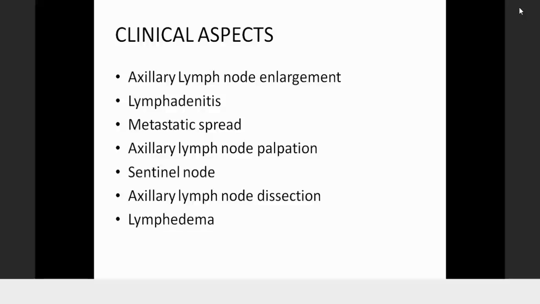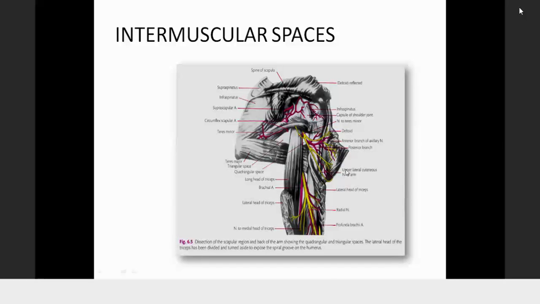Okay. So then moving ahead, there is also a small topic, the intermuscular spaces. See this diagram. This is showing the scapular region, and you can see several muscles originating and inserting, and they are forming some spaces in between the muscles. So these are the intermuscular spaces present in the scapular region. So let us define these spaces, the boundaries and the structures which are passing through the spaces. Can you see the space which is formed?